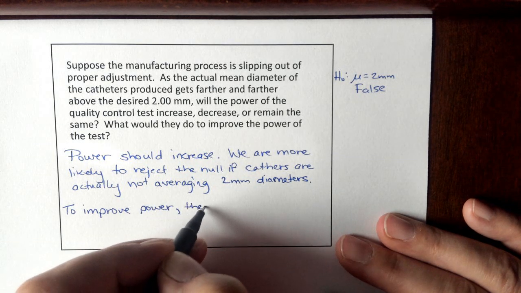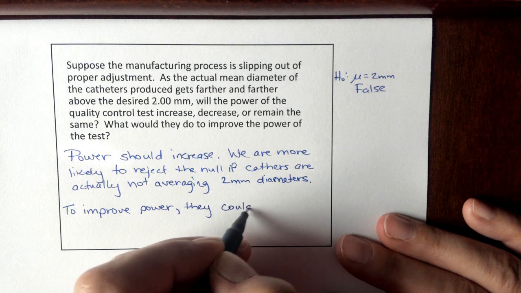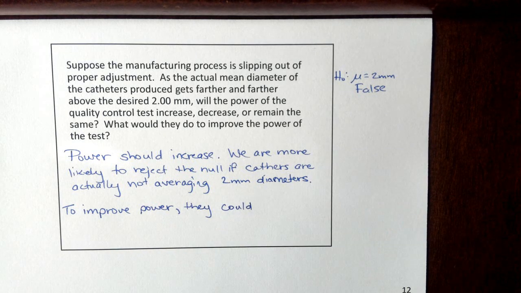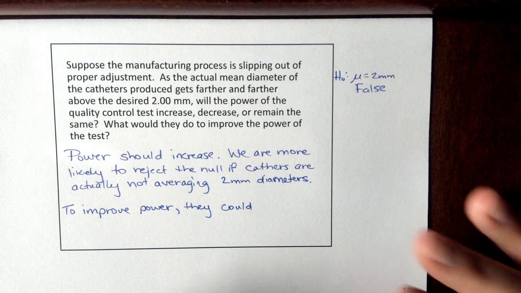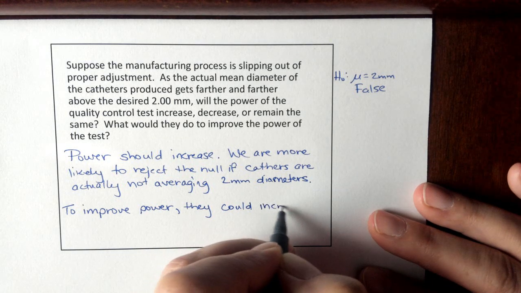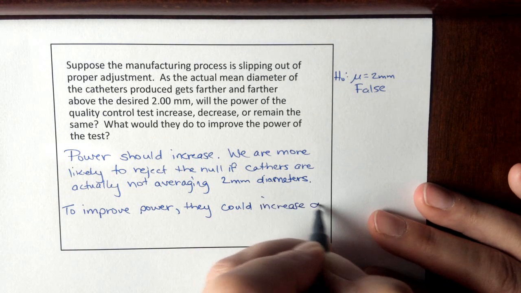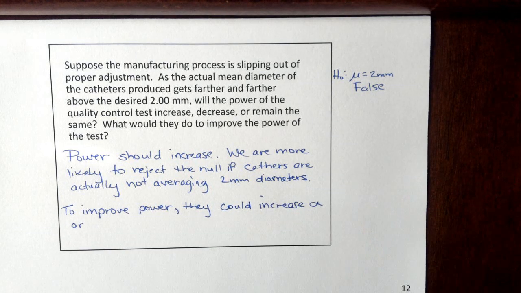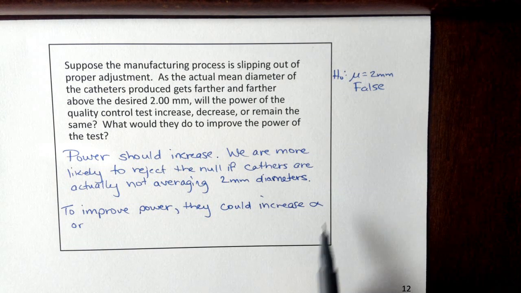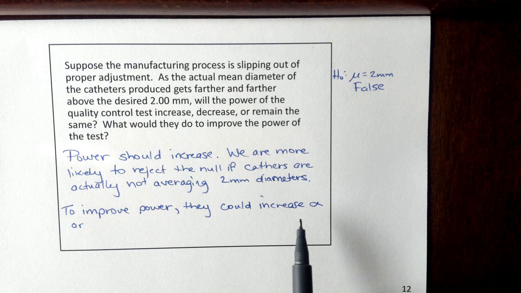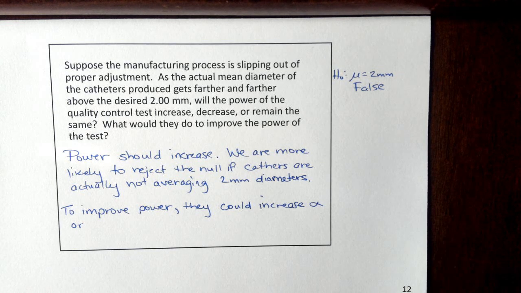They could, let's see, what would improve power? You could increase your alpha level, because increasing the alpha level makes you more likely to reject. So they could increase alpha. But of course, increasing alpha would make them more likely to get a type 1 error, which makes them more likely to throw away good catheters. We don't really want to do that if we don't have to.